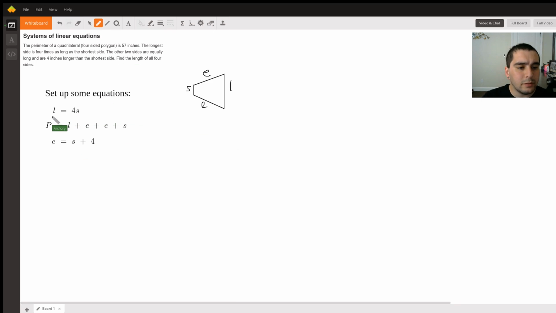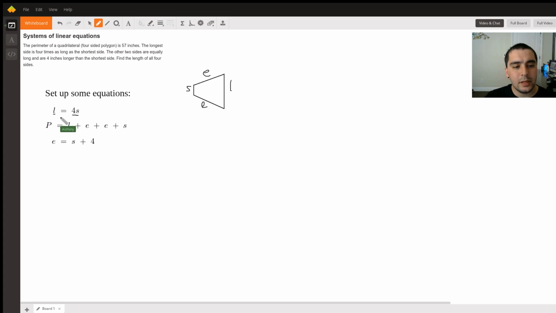The first one is that the longest side is 4 times the length of the shortest side, so 4 times shortest side length, right? And then the perimeter of this whole thing is equal to the length of the longest side plus the equal side plus the equal side plus the shortest side. And that last rule that we had, that the other two sides, which are equally long, are 4 inches longer than the shortest side, right? So E is equal to S plus 4, right?